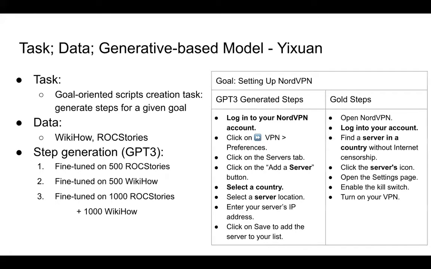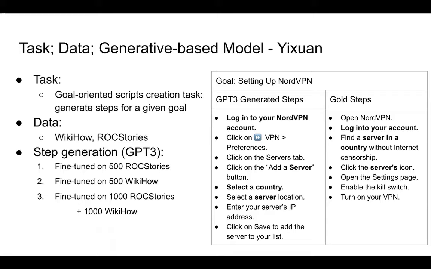For our project, we train models to create goal-oriented scripts. Given a goal, we will generate a sequence of steps to reach it. We use the WikiHow dataset and the RocStories dataset to enable the model to generate texts with different styles. We fine-tune GPT-3 models with 3 settings listed here. Compared to the first 2 settings, we find the model generalizes more easily when we combine the 2 datasets. Here's an example output of the generation model on the right.